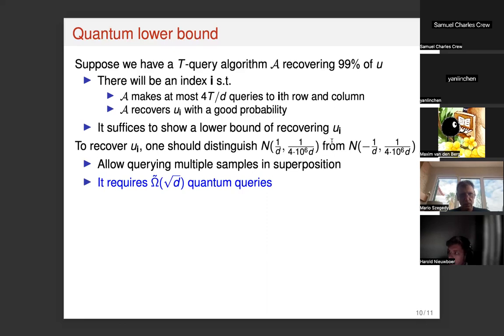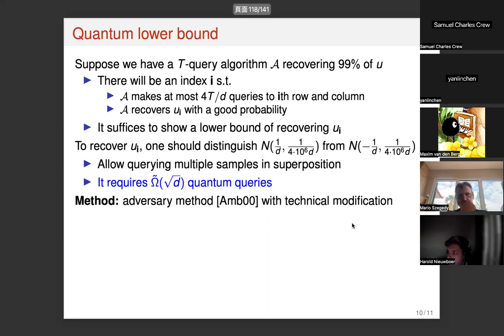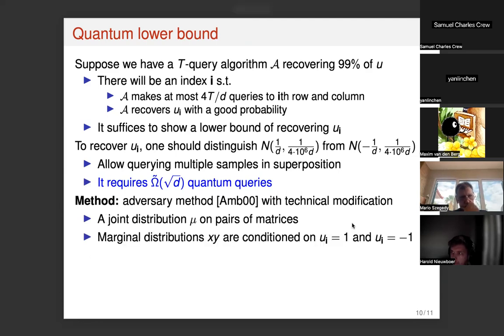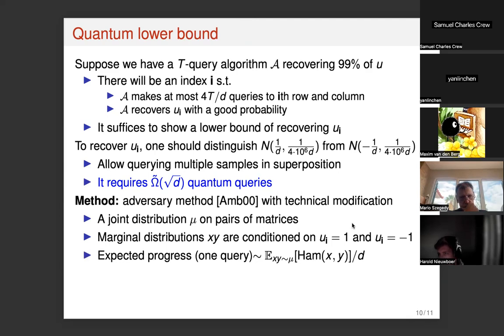Okay, and now let's quickly explain how we show this. It's a really rough, high-level intuition. Of course, to make everything rigorous, like Mario suggested, you need some quantum measure argument in the weighted adversary method. So our method is exactly the adversary method, but with some technical modification, because we would like to consider everything in terms of the continuous distribution. So what we do is we consider the joint distribution mu on pairs of matrices, X and Y, conditioned on U_i equal to 1 and U_i equal to minus 1. And we show that the expected progress of the adversary measure in one query will be the expectation of the Hamming weight between X and Y over D.